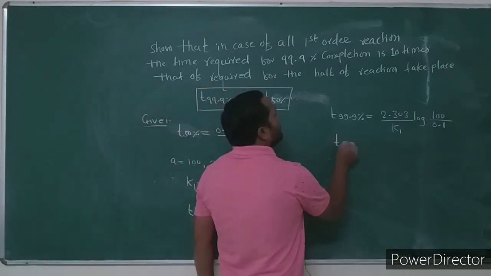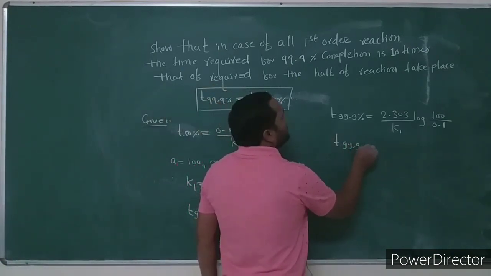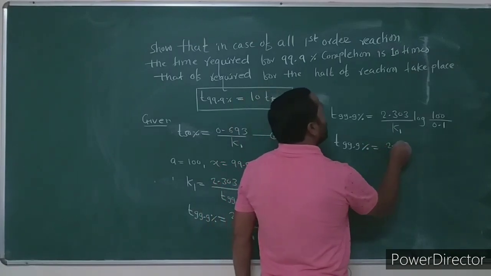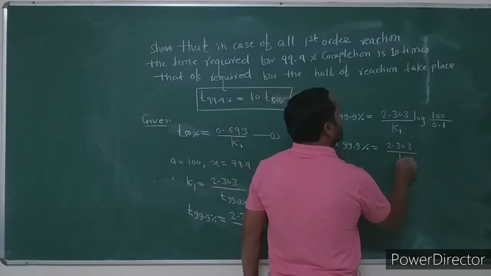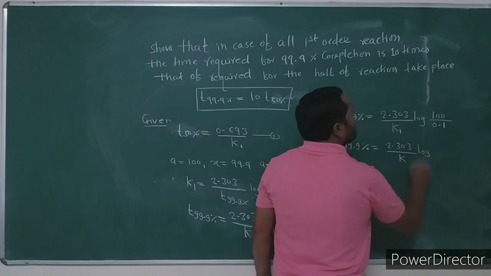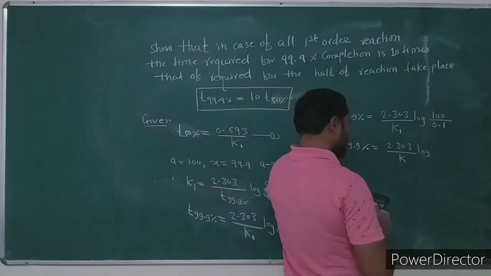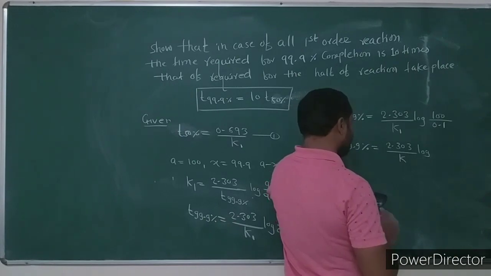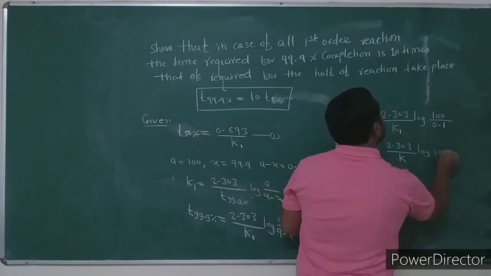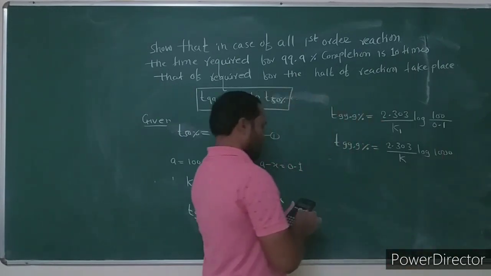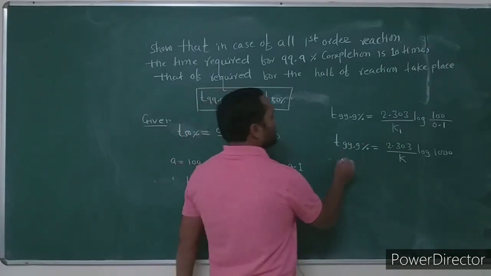Then T 99.9% is equal to 2.303 by K1 log 100 divided by 0.1, which is equal to 1000. The log of 1000 is 3.